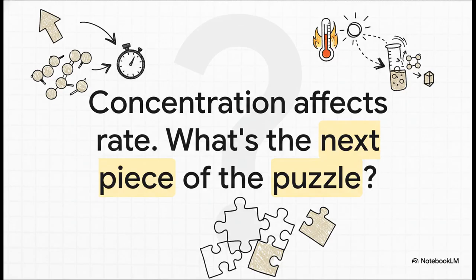But concentration isn't the only knob we can turn to speed things up or slow them down. What about other factors? What role does something like temperature play? Or maybe adding a special ingredient called a catalyst? That right there is the next big piece of the puzzle.